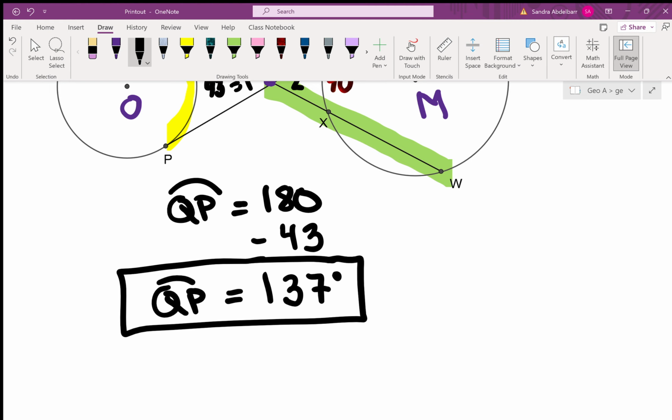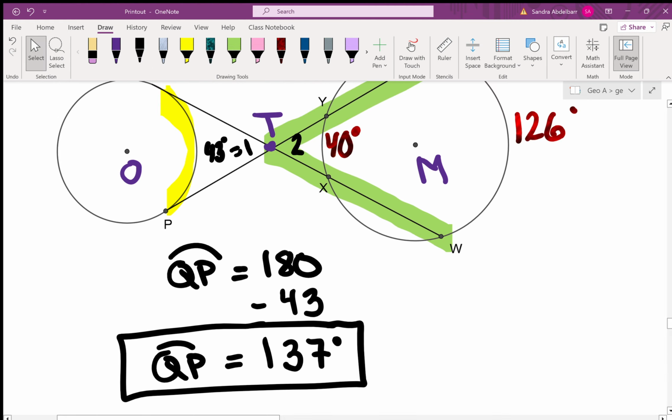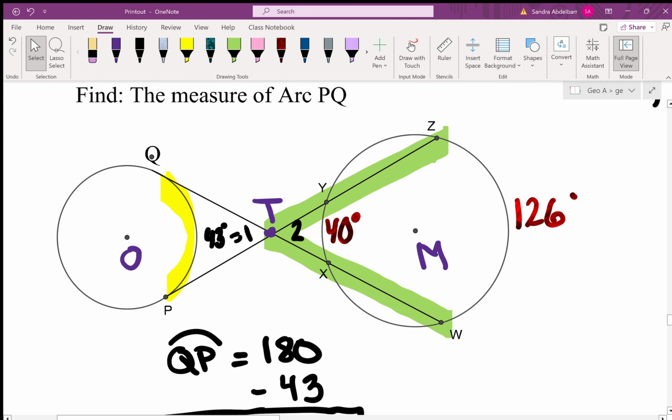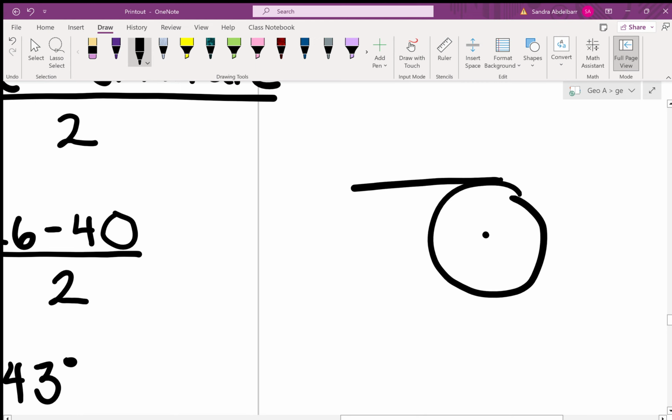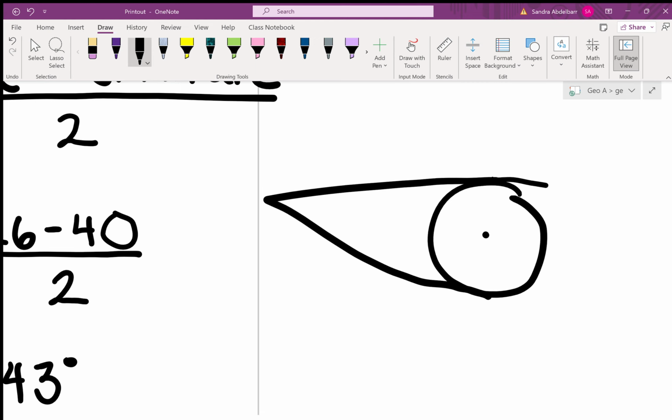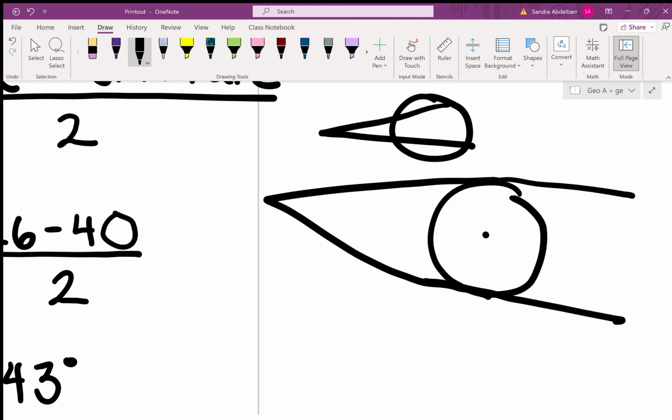Did you know it wasn't a tangent like circle M? Oh, because a tangent angle can never go through the circle. It only touches the circle once. So if I extend this, is it ever going to touch the circle again? No. So a secant angle goes through a circle.